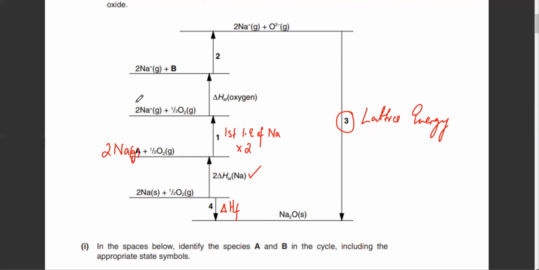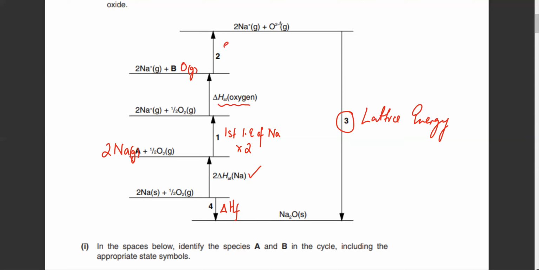Next is the enthalpy of atomization of oxygen. What would happen to oxygen over here? Atomization of oxygen: oxygen atoms would be formed, just O, gaseous. States are important. So what is happening in step 2? Na is +1 and is still +1, so nothing happens to Na in step 2. Oxygen is gaseous, and now it's oxygen -2. So what is this? Electron affinity.